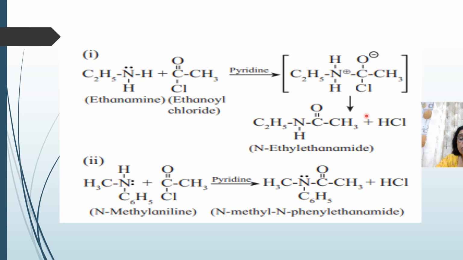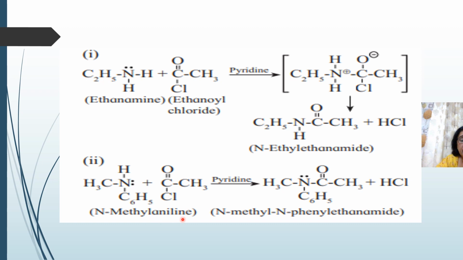In this reaction, done in the presence of pyridine, the pyridine reacts with HCl, and the rate of the forward reaction increases. The main product is formed. More product is formed. So this is the primary amine reacting with ethanoyl chloride, giving you ethanamide. Okay. Now if it is a secondary amine, then also the same reaction takes place.